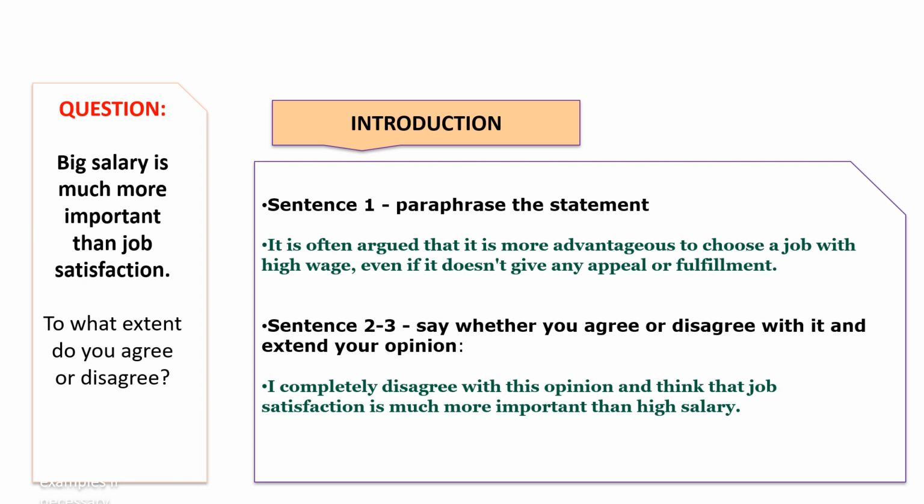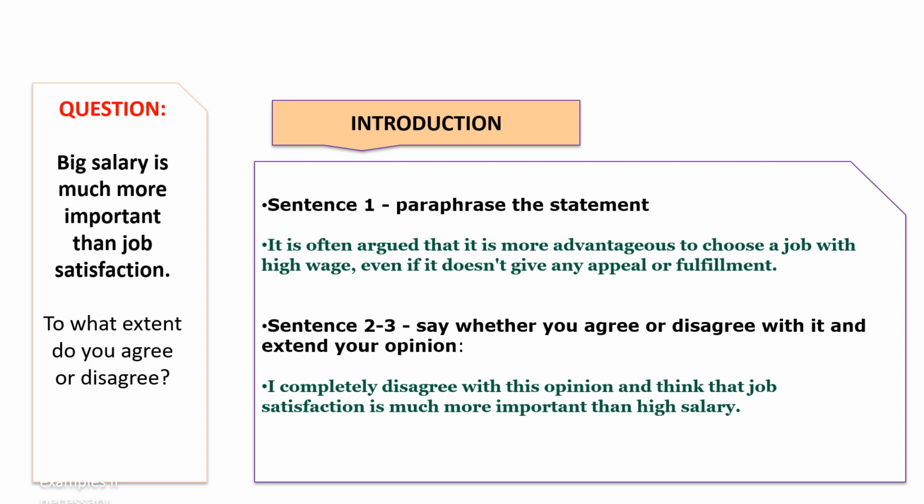Wage is the synonym of salary. Advantageous is the synonym which is used in place of important here. So it is often argued that it is more advantageous to choose a job with high wage even if it doesn't give any appeal or fulfillment. The synonyms for satisfaction are given here as appeal or fulfillment. You can use any other words to paraphrase it, but make sure you don't change the meaning.